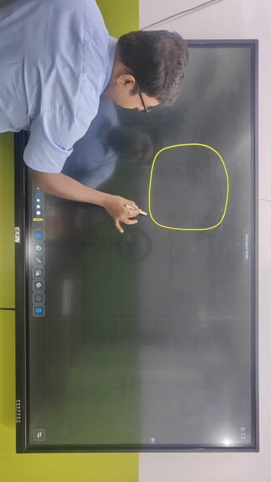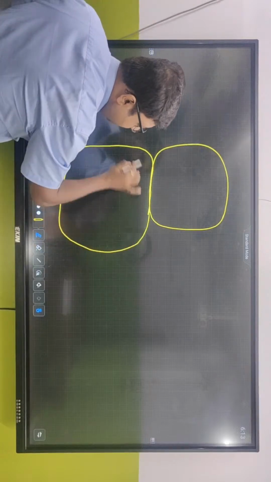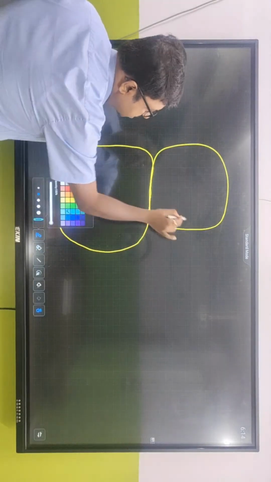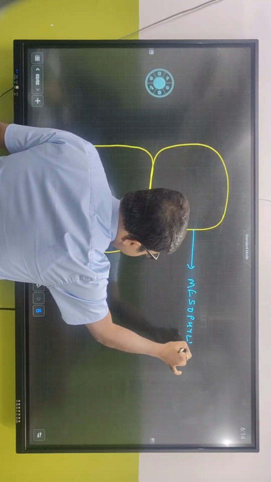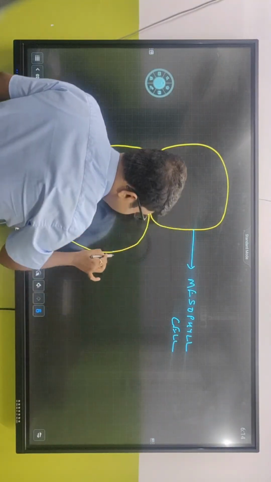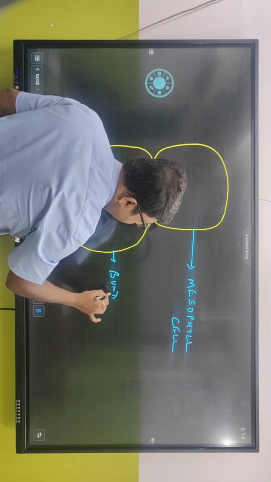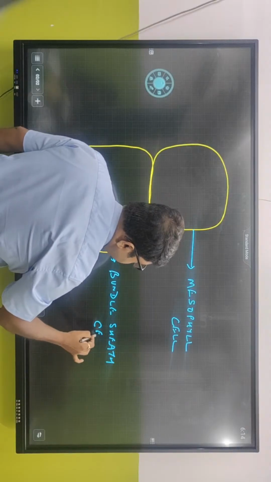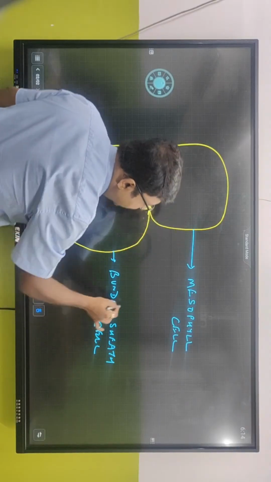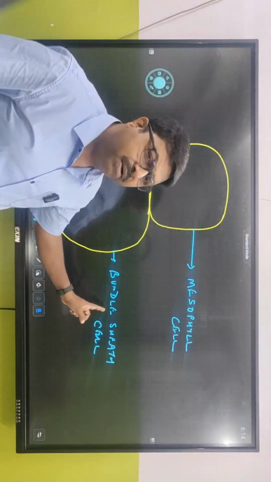One is called mesophyll cell and another one is called bundle sheath cells. So this is mesophyll cell, and this is bundle sheath cell. Key specialty ache ei dujoner moddhe. What is the specialty in bundle sheath cells?